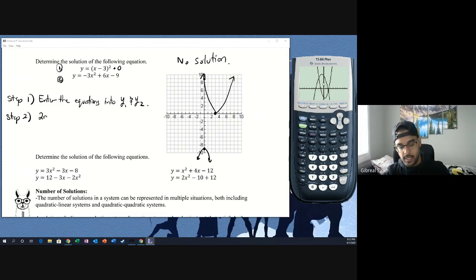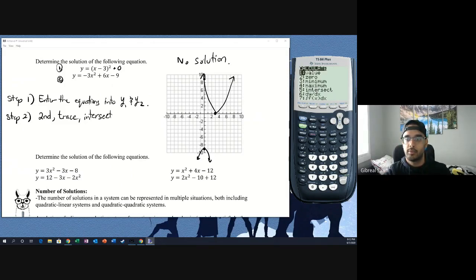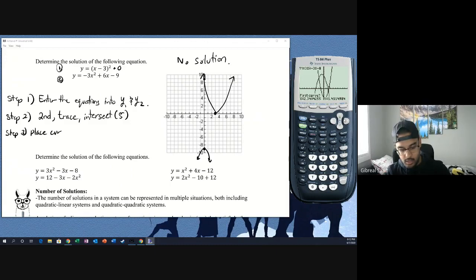And then we're going to press second, trace, intersect. Or you can just press second, trace. You can go by the numbers as well, so you can press 5. Okay. And then we're going to put the cursor near one intersection point. So step 3, place cursor near intersection, enter 3 times. So once you're close to it, hit enter 3 times, and there's one of your intersection points.